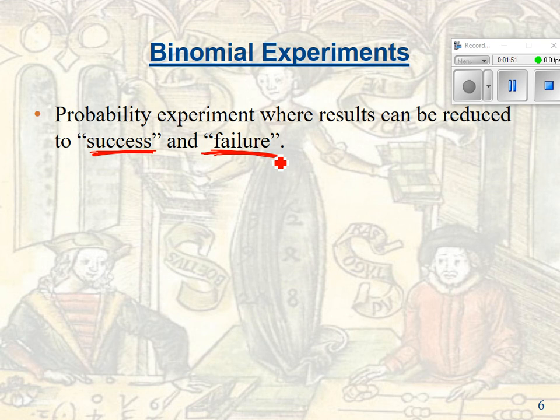You can whittle it all down to either it's a success or it's a failure. That's where binomial comes from. Bi means what? Two. So you got two possible outcomes. That's it. Not three, not four, not five. Two possible outcomes. Either it's a win or it's a loss, or a success or a failure.